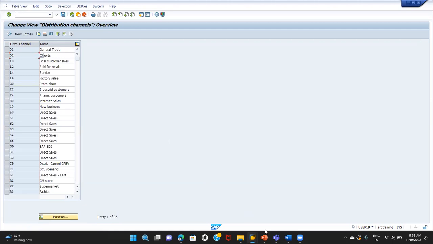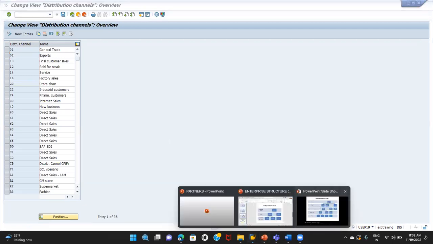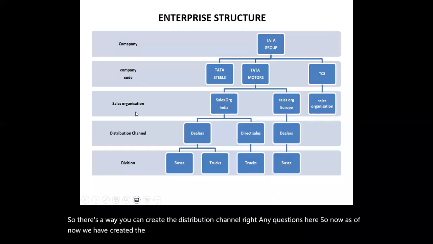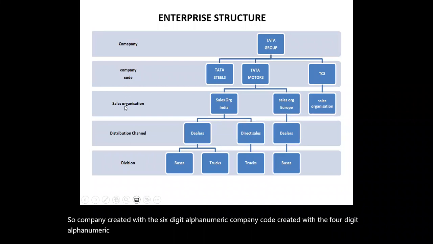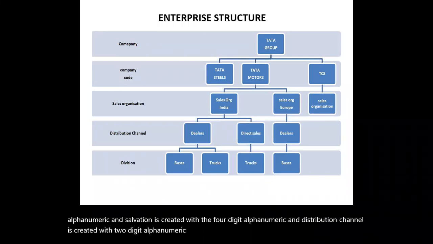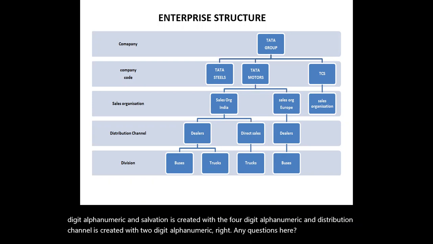Any questions here? As of now, we have created the company, company code, sales organization, and distribution channel. The company is created with a 6-digit alphanumeric, the company code with a 4-digit alphanumeric, the sales organization with a 4-digit alphanumeric, and the distribution channel with a 2-digit alphanumeric. Any questions here?